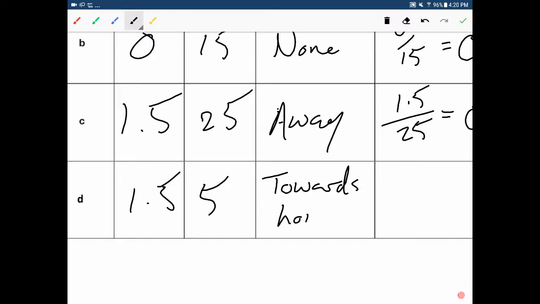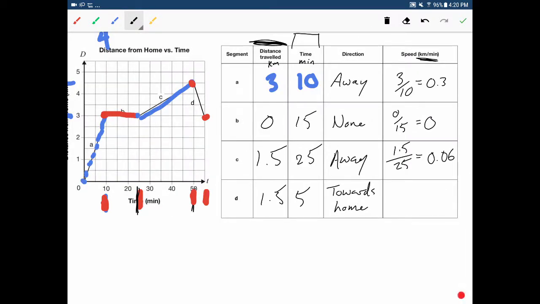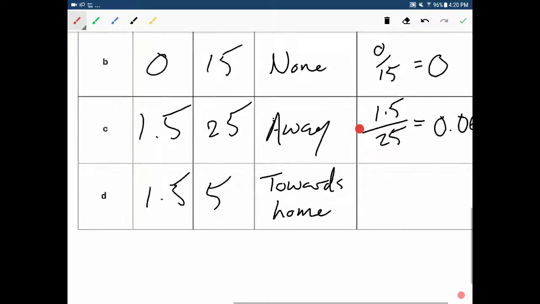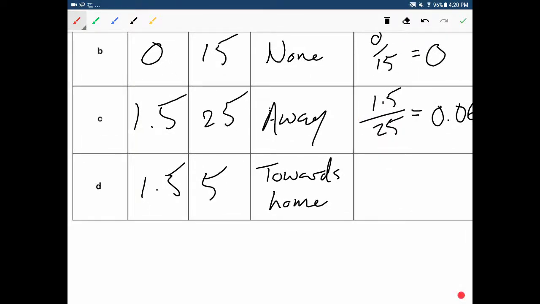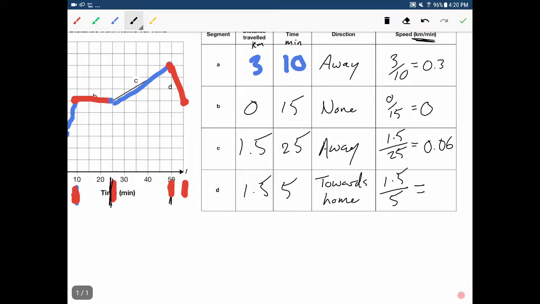And that's what it means if the line is going down. The distance between where she is and her home is decreasing. So she's getting closer to her home. And so her speed is going to be 1.5 over 5, and that's going to convert to 0.3, which you'll notice we had 0.3 right here, and we have 0.3 here again.